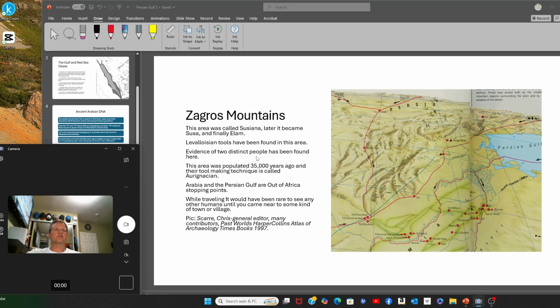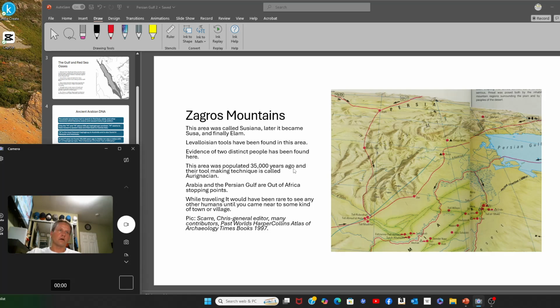Evidence of two distinct people has been found here. This area was populated 35,000 years ago, and their tool making technique is called Aurignacian. I don't know if I said that right, but Aurignacian. Arabia and the Persian Gulf are out of Africa stopping points.